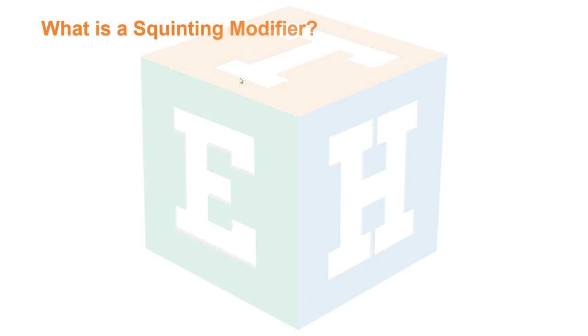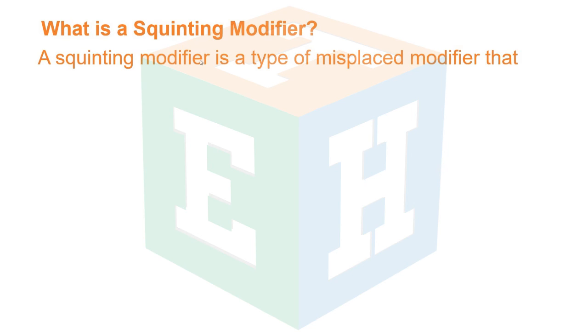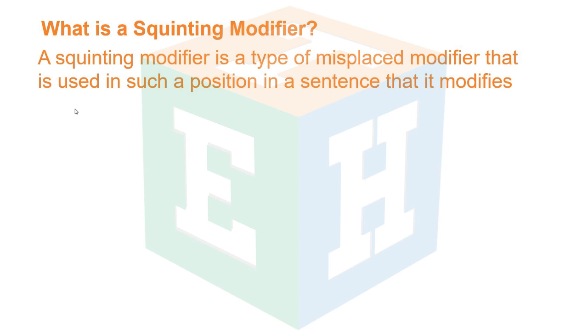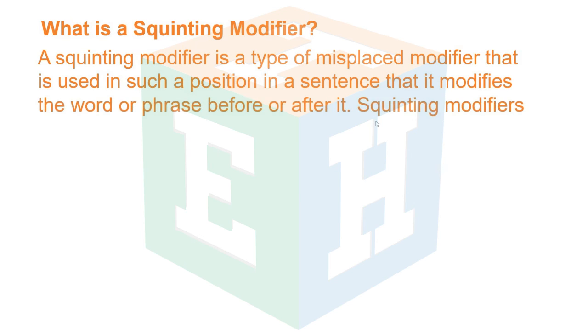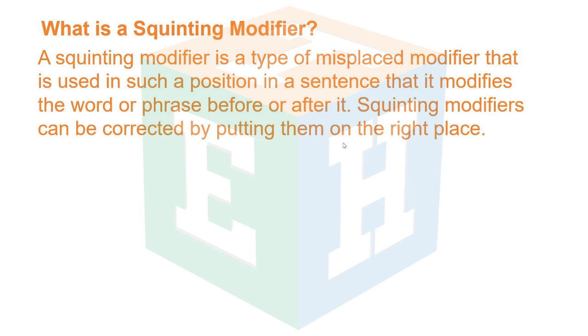What is a squinting modifier? A squinting modifier is a type of misplaced modifier that is used in such a position in a sentence that it modifies the word or phrase before or after it. Squinting modifiers can be corrected by putting them in the right place.